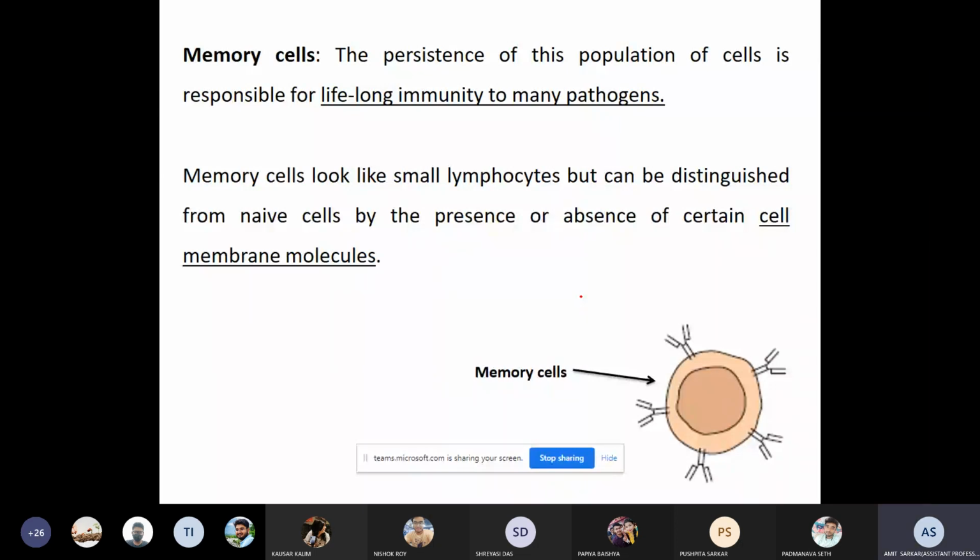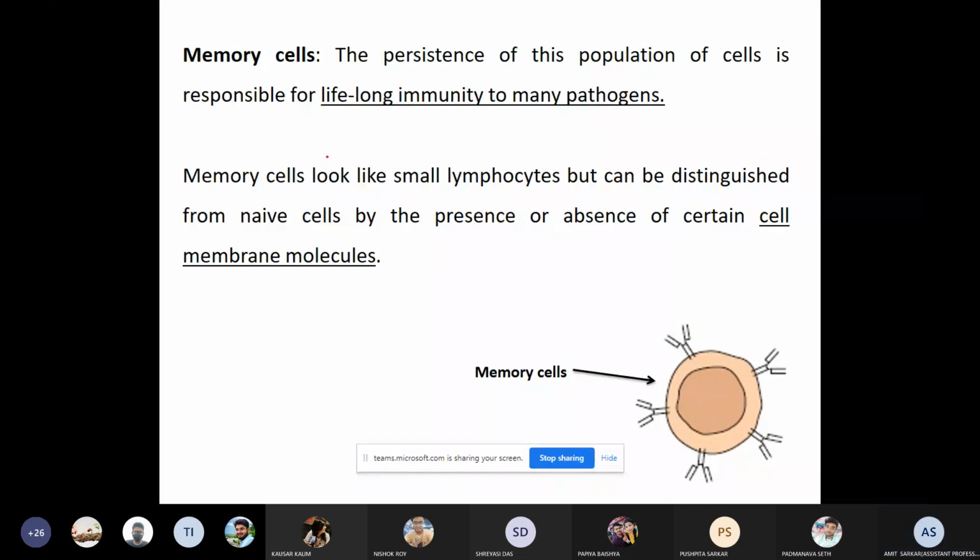So all of us are going to survive 70, 80 or 90 years maybe, but you are not taking any booster dose or anything like that in between, and you are quite confident that you are protected against those diseases such as mumps, measles, rubella, diphtheria, whooping cough, etc., and the TB, of course. So that lifelong immunity you are getting is due to these memory cells.